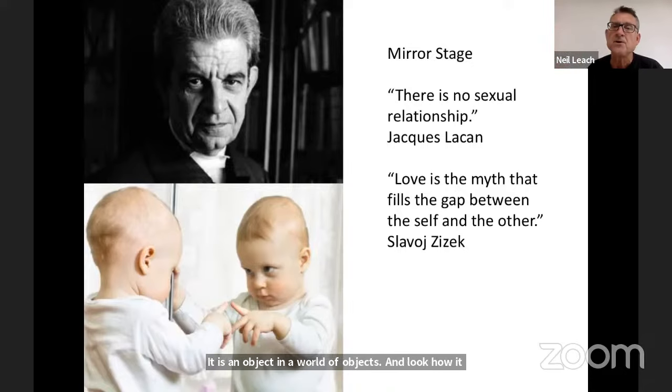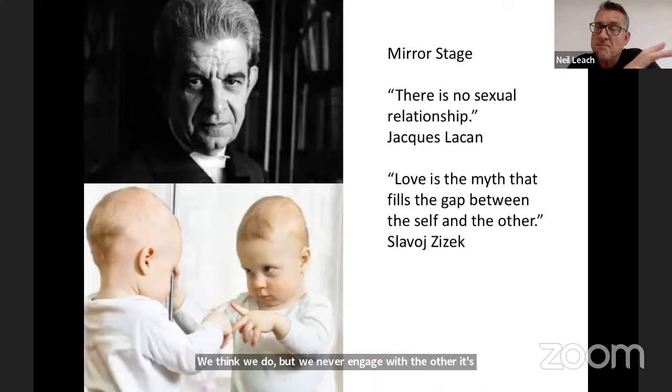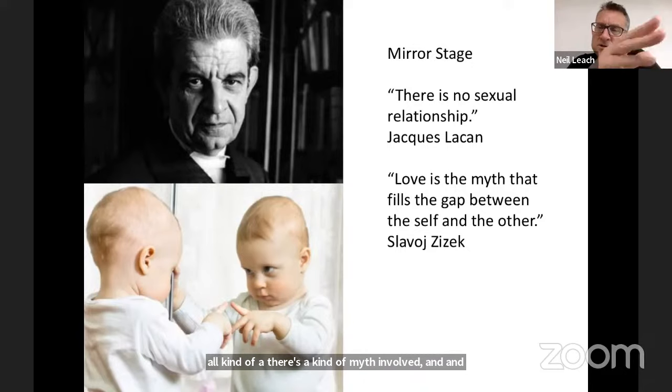It realizes it's alone, but importantly, by recognizing it's separate, that allows it to form secondary identifications. So the bond with the mother has been broken, but because of that, the child is now able to form identifications, and that is the basis of all subsequent identifications. Another concept of Lacan that we referred to in the last few days is the idea that actually we never engage with the other. We think we do, but we never engage with the other. There's a kind of myth involved. For Lacan, we don't engage with the real. We engage with the imaginary, the realm of fantasy, and so on.